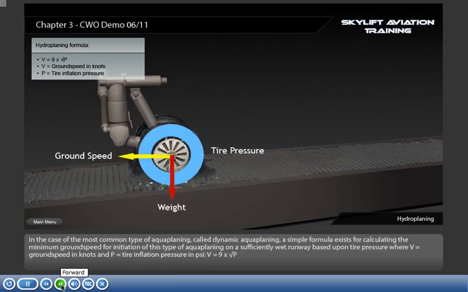In the case of the most common type of aquaplaning, called dynamic aquaplaning, a simple formula exists for calculating the minimum ground speed for initiation of this type of aquaplaning on a sufficiently wet runway based upon tire pressure, where V equals ground speed in knots and P equals tire inflation pressure in psi. V equals 9 times the square root of P.